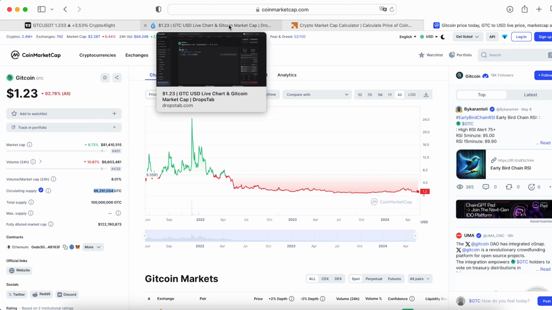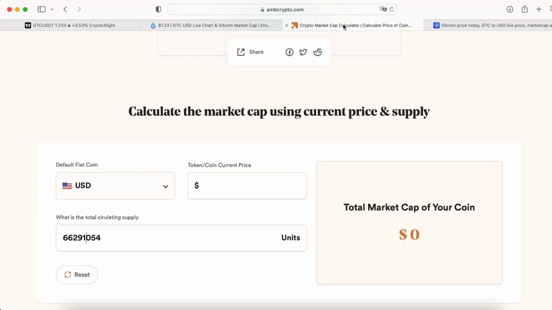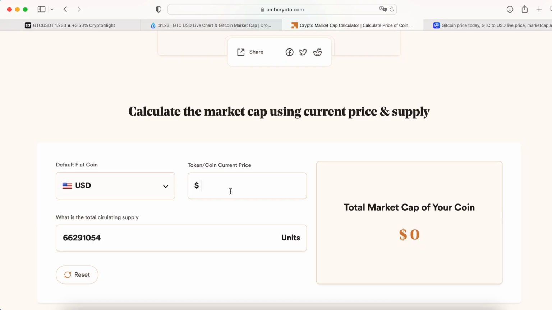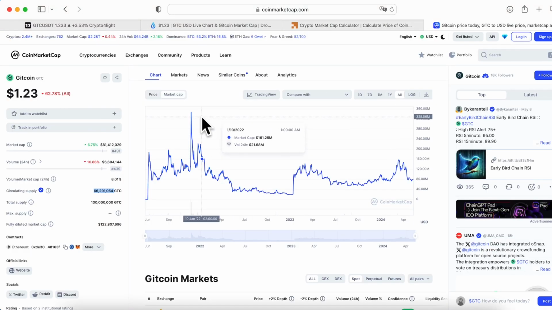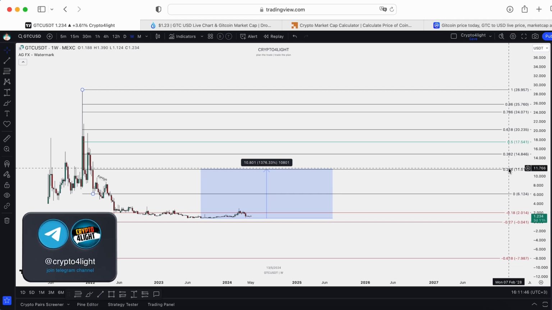Based on the circulation supply, we got over 66% of coins in circulation. What we can see if we hit $11.53: $11.53 is going to be a 764 million market cap. What was the highest point of the market cap for Gitcoin? It was here, so around 350 at the highest point, right? So at 11.53, we will see a market cap twice bigger than it was here.